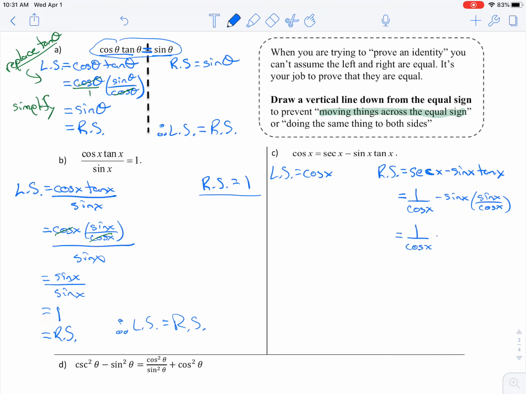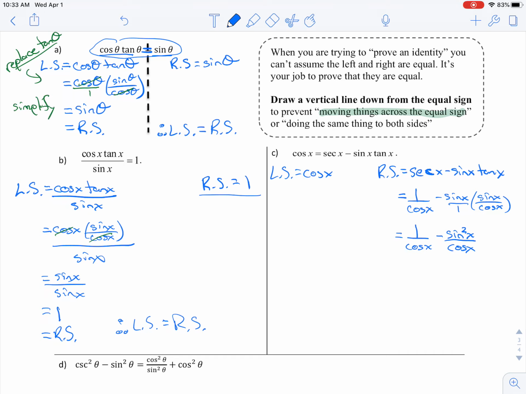There's not a lot we can simplify, but I do have this 1 over cos, so I can leave it. I've got sine x times sine x in the numerator. In the denominators, I've got 1 times cos x. So this becomes sine squared x. And remember, we write the squared before the x, like this.